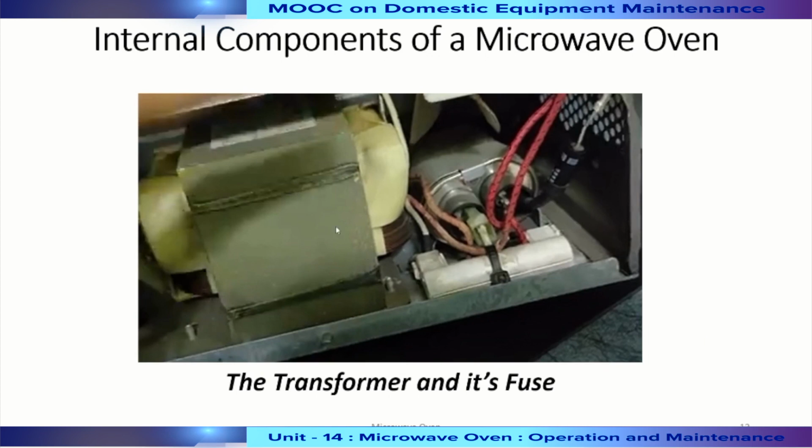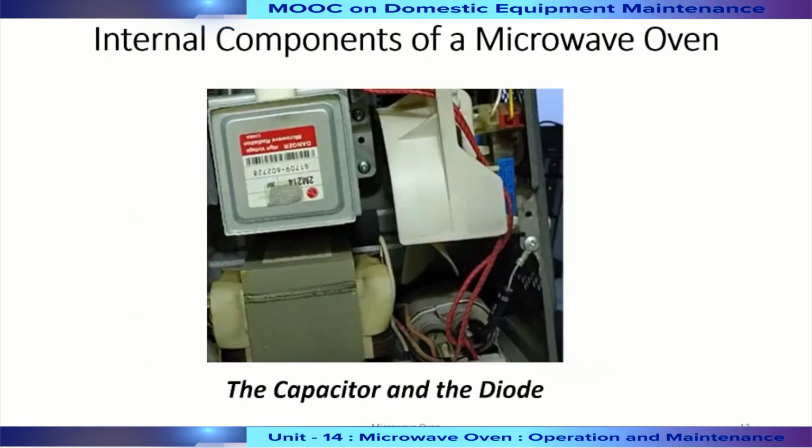This is the fuse connected to this transformer to protect the transformer from any damage due to a high amount of current or short circuit. The capacitor and diode we can see with a closer look here. This is the capacitor and this is the diode, and these are the components which need repairing from time to time with prolonged use of the microwave oven.